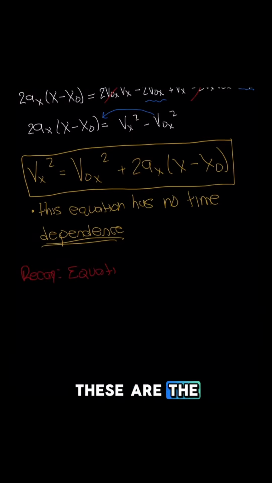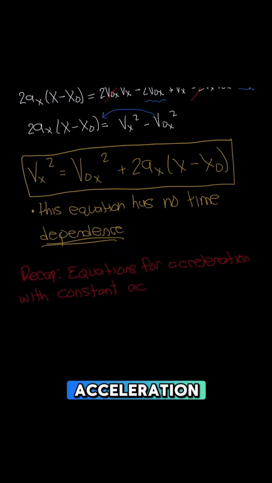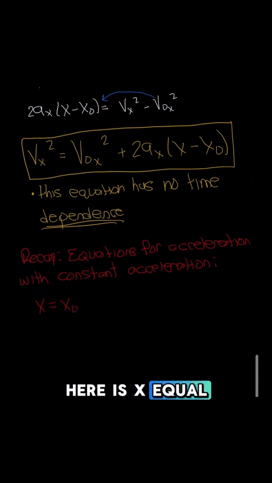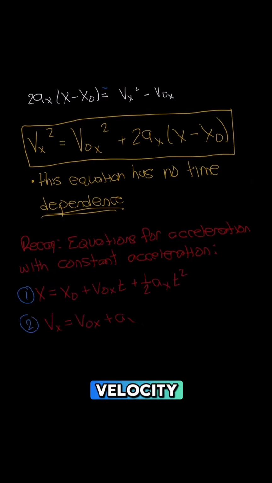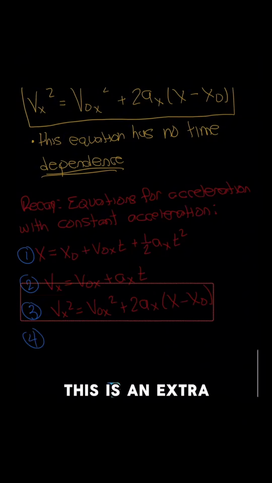So I just wanted to recap. These are the equations we found for motion with constant acceleration. So the first one we have here is x equals x naught plus VOXT plus 1/2 AXT squared. And then there's the second one, which is velocity. And there's the one we found today. And this is an extra one here.